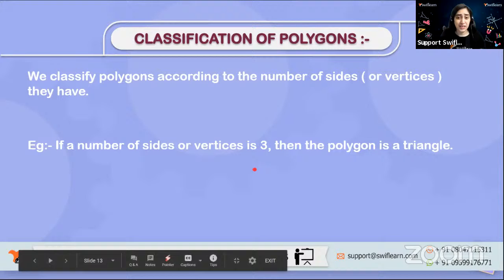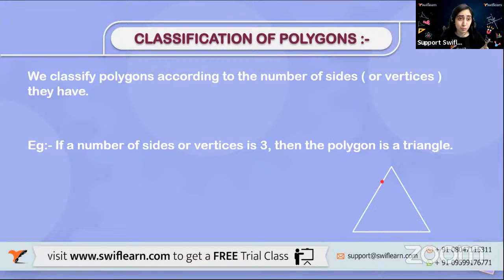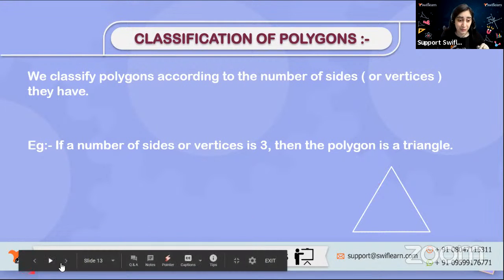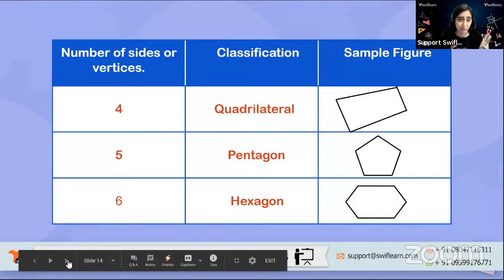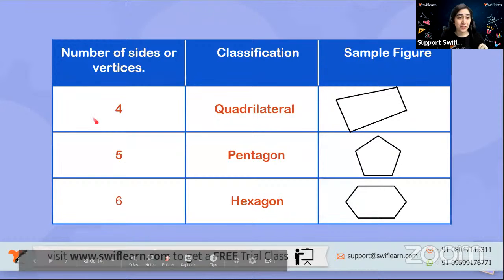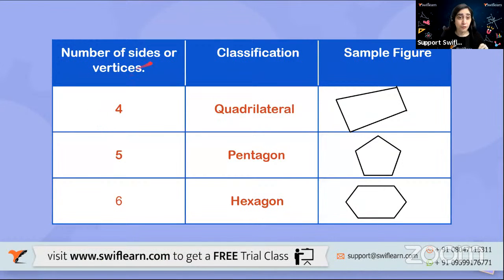If the number of sides or vertices is 3, the polygon is known as a triangle. Can you see that? So this is the first polygon that can be made. We cannot make a polygon with 2 or 1 line segments. So minimum we need 3 line segments. How about when we have 4 line segments? 4 line segments means 4 sides or 4 vertices, okay?